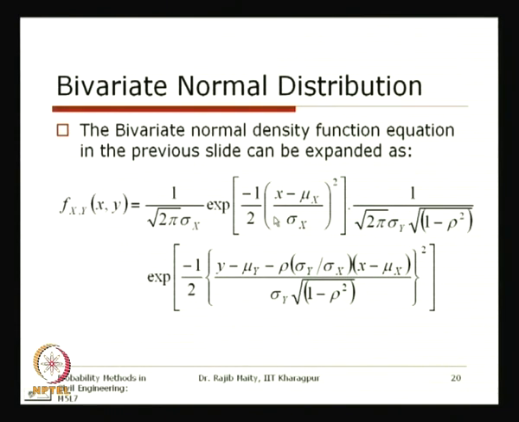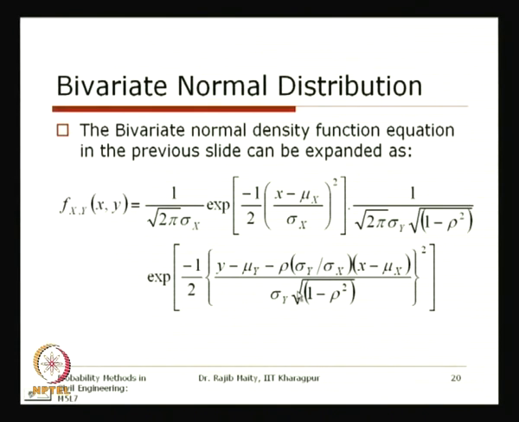First of all, we write 1 by square root of 2 pi sigma x, exponential of minus half x minus mu x by sigma x square. This is nothing but the marginal distribution of x. Now this quantity is taken out, and what is remaining we express here: 1 by square root 2 pi sigma y square root of 1 minus rho square. You can see that this is an outside constant and this is another constant. If we multiply these two, we get 2 pi sigma x sigma y square root 1 minus rho square. Similarly, whatever was inside, we have taken this one out, and what is remaining is noted here.